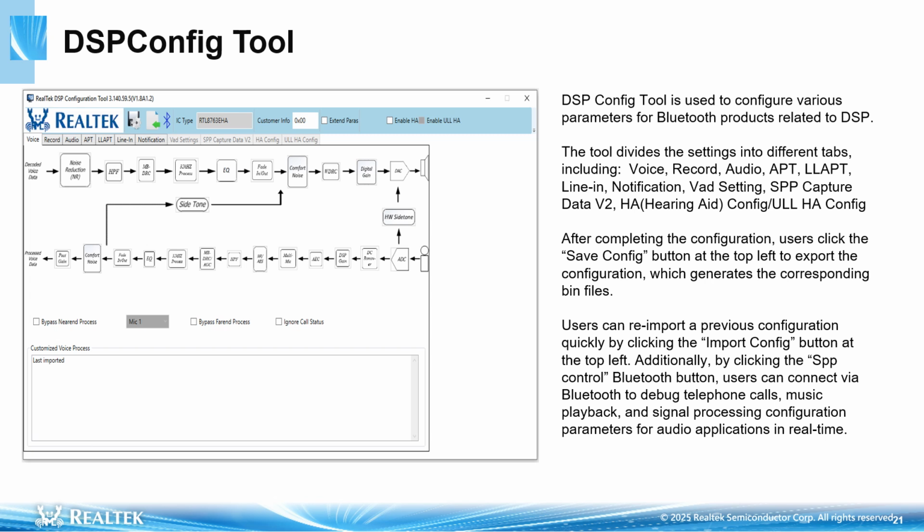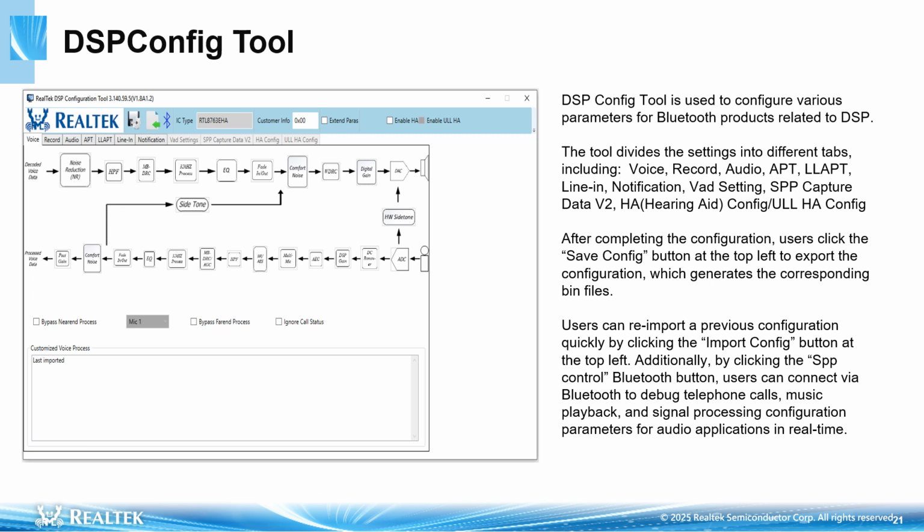LAPT, Low Latency Audio Pass-Through, parameters for low latency signal pass-through. Line-in, configuration for line-in signal parameters. Notification, configuration for ringtones or voice prompts. VAD, voice activity detection, parameters for voice activity detection. SPP capture data V2, configuration for capture data related to voice or audio. HAConfig or ULL HAConfig, configurations related to hearing aid functionalities.